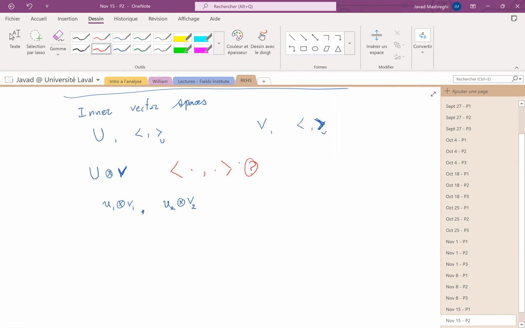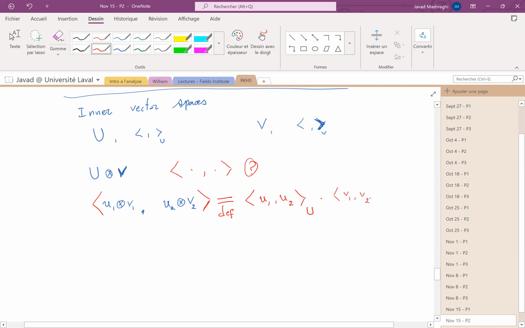Well, the natural choice which comes to your mind is this one. We define the inner product, and that's the definition, to be the inner product of U1 and U2 in U times the inner product of V1 and V2 in V. The same problem that we had before shows its face. Why is this well defined?